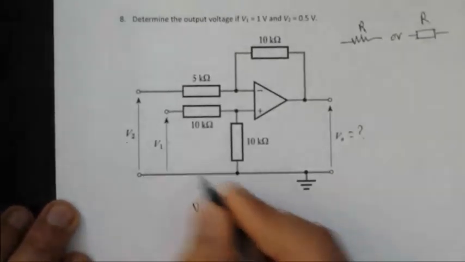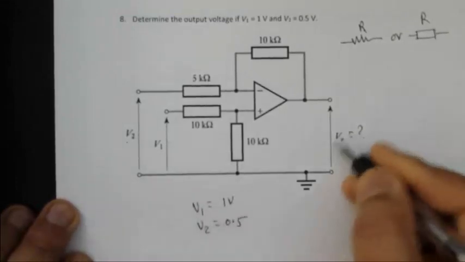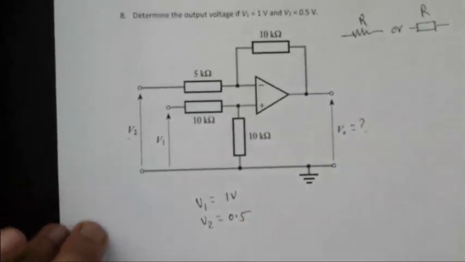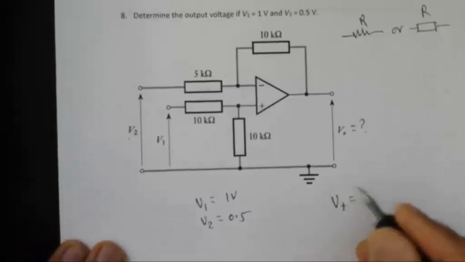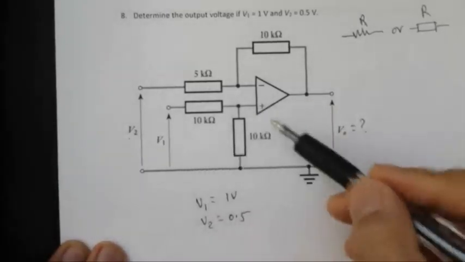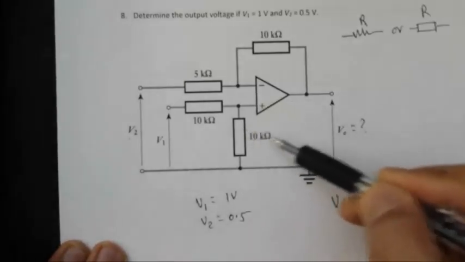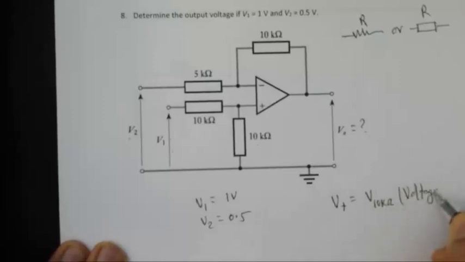So V1, the input, is 1 volt, V2 input is 0.5 volt. What would be the output voltage based on the resistances? Here we're just going to apply the same concepts again, KCL, KVL, whatever is possible. First we have to figure out what V plus is. You can clearly see V plus is just the voltage across the 10 kilo ohm, which you can get from the voltage divider circuit.